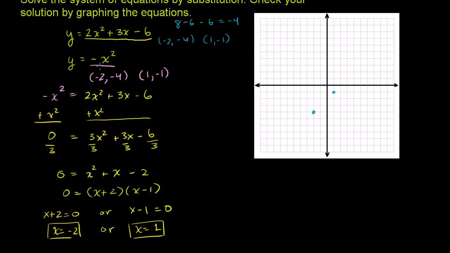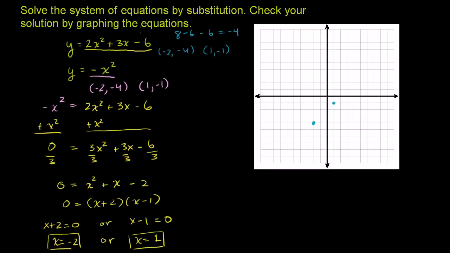And let's graph this second one. Let's just verify. They say check your solution by graphing the equation. So let's graph this first one. This is pretty easy to graph. y is equal to negative x squared. It's going to intersect the point 0, 0. It's going to be a downward opening parabola. When x is positive or negative 1, y is going to be negative 1.